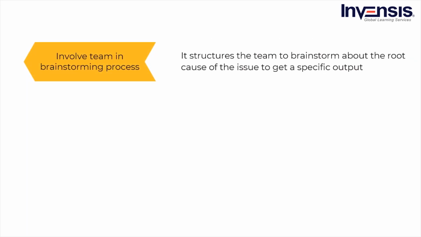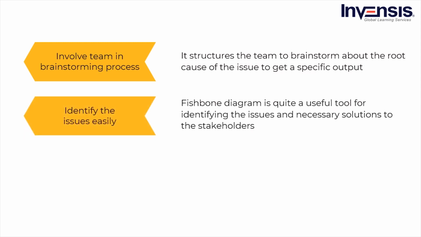Fourth, involve the team in the brainstorming process. One of the major benefits of using a fishbone diagram is it facilitates the brainstorming process. It structures the team to brainstorm about the root cause of the issue to get a specific output. Fifth is to identify the issues easily. The tool also helps you identify the issues in the process much easier, which is required for in-depth analysis.